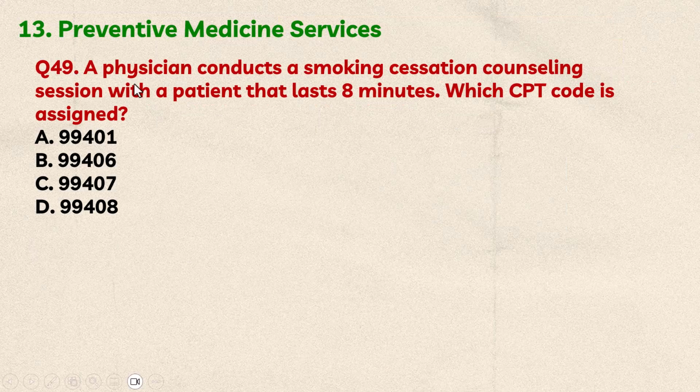Question number 49. A physician conducts a smoking cessation counseling session with the patient that lasts 8 minutes. Which CPT code is assigned? So there are 4 codes available. Take your CPT code book and find the answer. Here you have to highlight this is conduct smoking cessation counseling for 8 minutes. So once you look at the answer, all answers are adjustment codes. You can use the elimination method for the exam, but for learning, let's use the CPT alphabetic index.